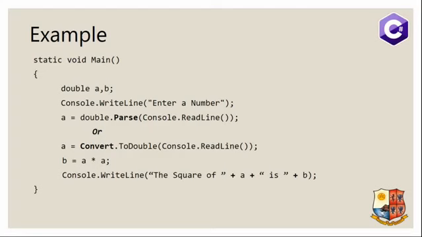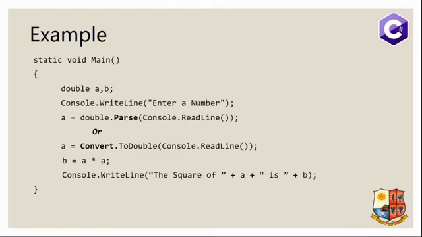Console.WriteLine, enter a number, which means that will be printed on the screen. And on the next line, the cursor will be blinking for you to enter a number. Now please note there are two things I've written. a is equal to double.Parse or Convert.ToDouble. Both are the same. Only one difference is there, the return type. If it cannot parse, it will return null and all those things. That's not important for us. I just want you to note that both are the same.